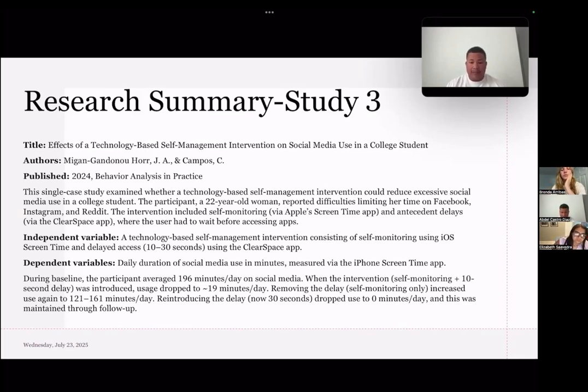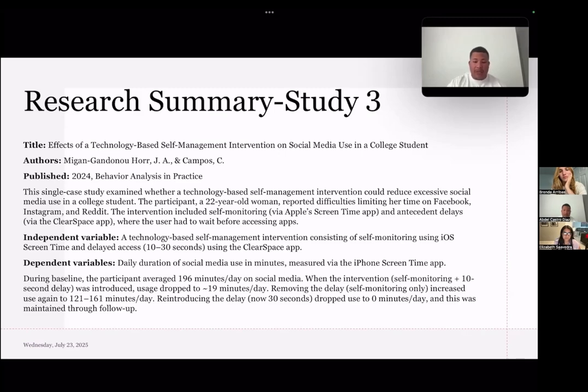The independent variable in this study was the technology-based self-management intervention, consisting of self-monitoring using the Screen Time app and another app that delayed access to the applications for about 10 to 30 seconds. And then the dependent variable was the duration of the use of these apps during the day.